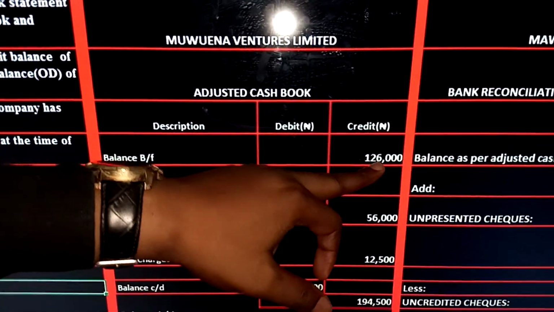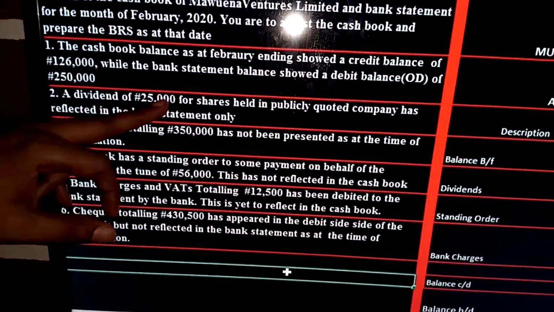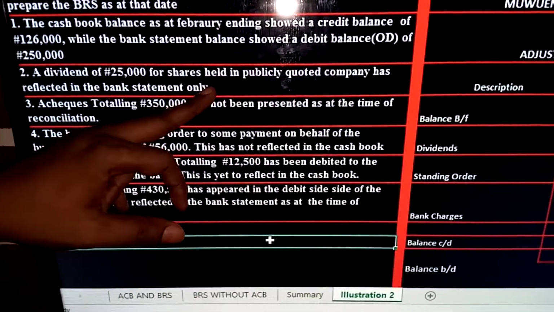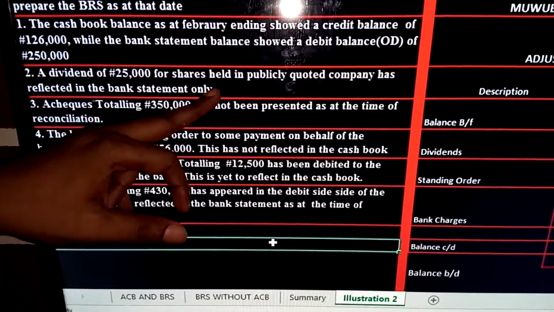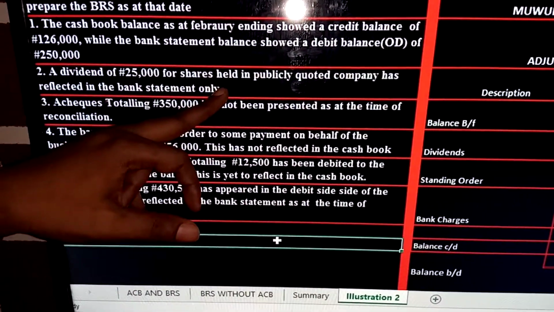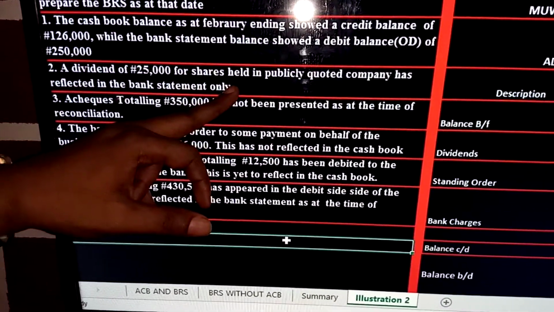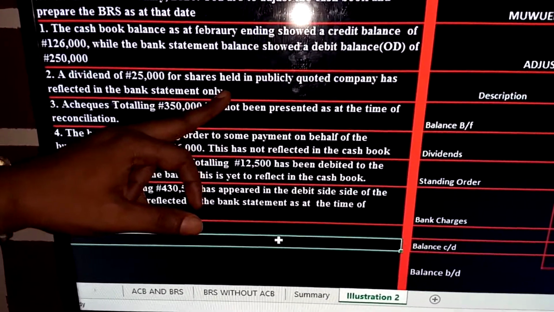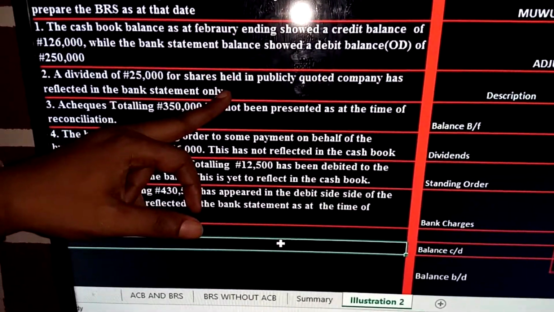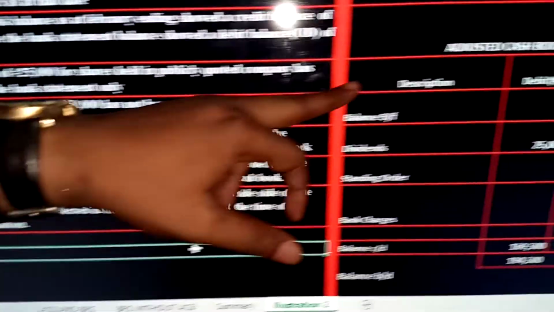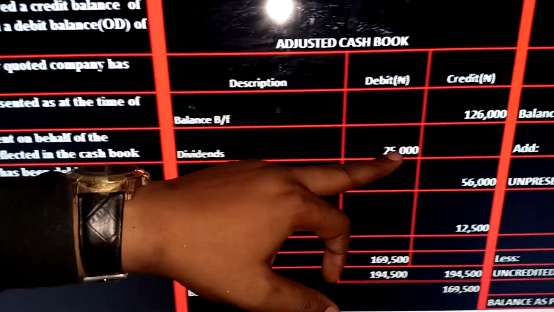The next item here: a dividend of 25,000 for shares held in a public limited company has been reflected in the bank statement only. So if there is a dividend paid for shares held, that will be a direct what? Credit. So that means it's credited into the bank statement. So it ought to appear in the debit of the what? Cash book. So we have dividends in the debit side here, 25,000.